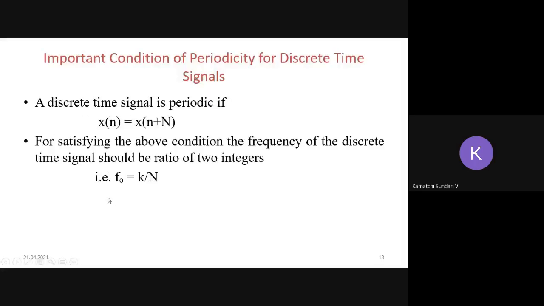And coming to the next one, the important condition for periodicity. So x of n is equal to x of n plus N. For satisfying this above condition, the frequency of the discrete time signal should be the ratio of two integers, so k divided by N.